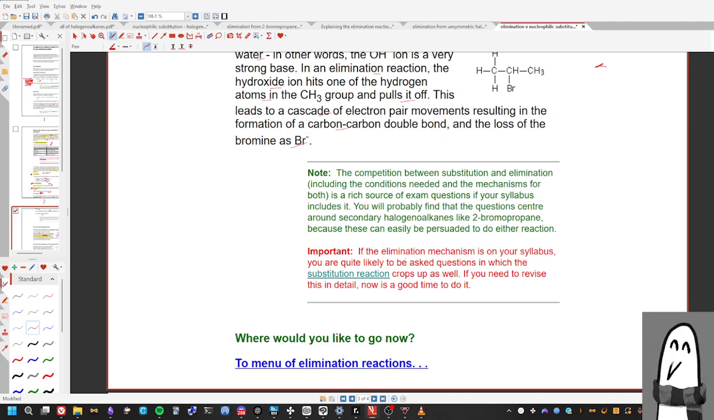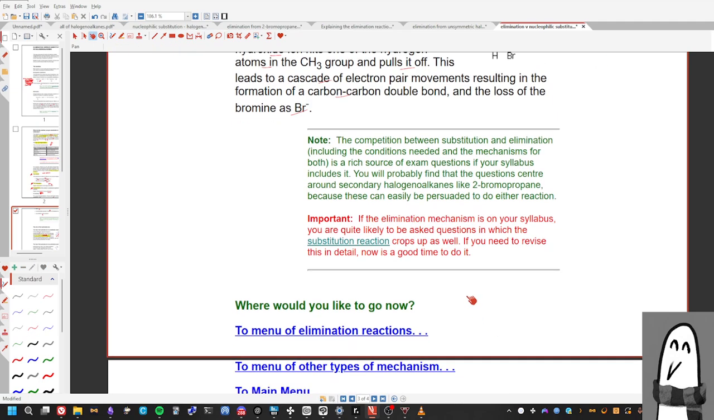You'll probably find that questions center around secondary hydrogen and carbon, like 2-bromopropane, because these can be easily persuaded to do either reaction. If the elimination mechanism is under syllabus, you are quite likely to be asked questions in which the substitution reaction crops up as well. If you need to revise this in detail, now is not a good time to do it.